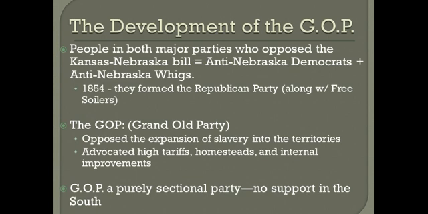People in both major parties who opposed the Kansas-Nebraska bill, that's who developed the GOP. So you have some anti-Nebraska Democrats and some anti-Nebraska Whigs. In 1854, they formed the Republican Party, and the Free Soilers joined them. They opposed the expansion of slavery, and they advocated high tariffs, homesteads, and internal improvements.